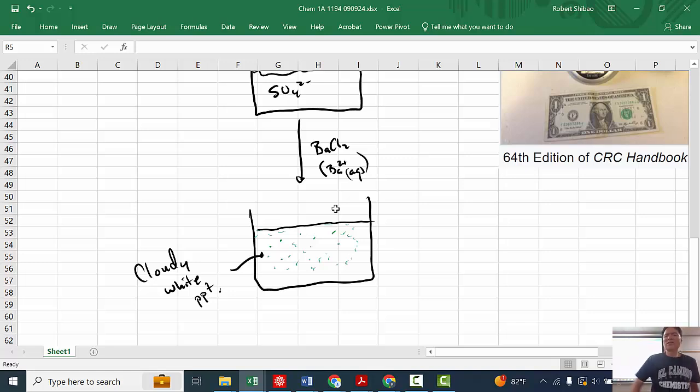What other ions like barium? Can you think of any other ions that like barium? How about sulfide? No, not sulfide because group 2.